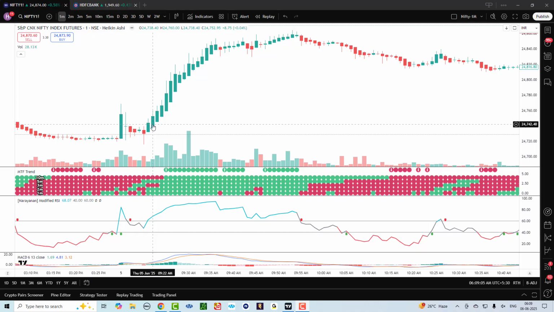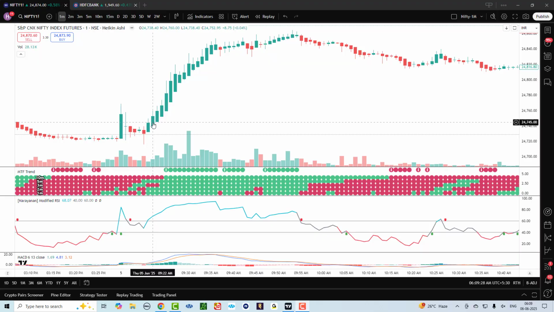And even if you didn't take the trade there, now you can see on the MTFT, you have 2 and plus 1, 3. And the moment you come to this bar right here at 9:24, you have 4 of them lined up over here. And then on the next bar, you have all 5. By this time, of course, the custom RSI has gone nicely into the bullish zone. So you could have gotten into the trade anywhere over here.